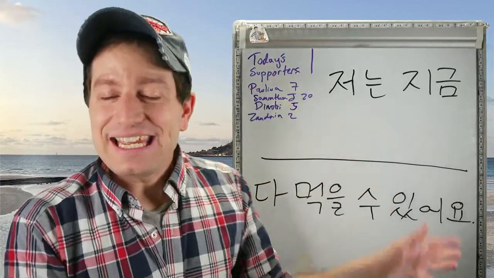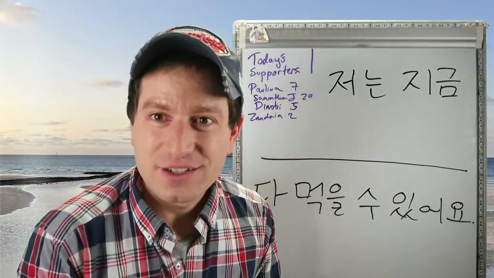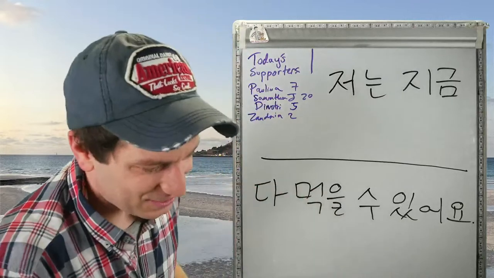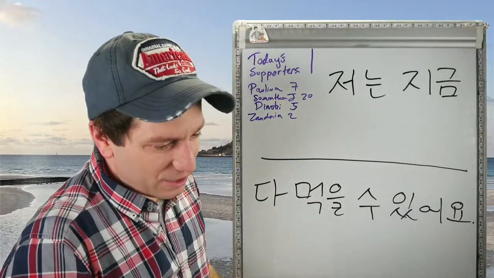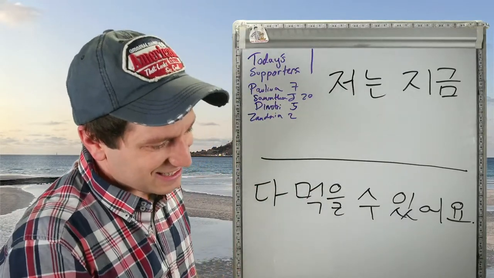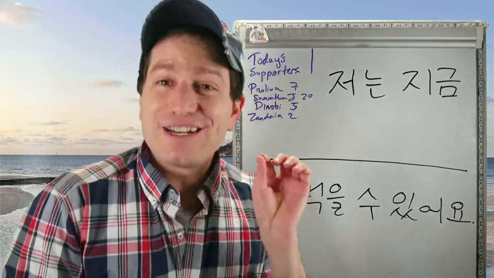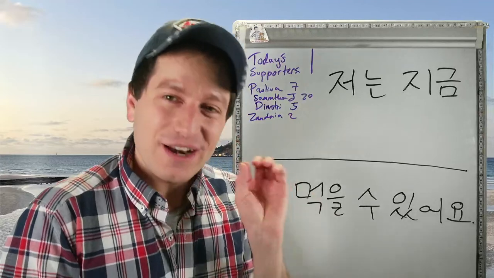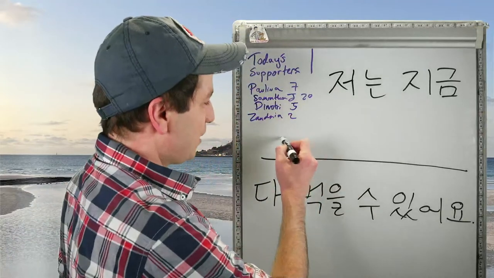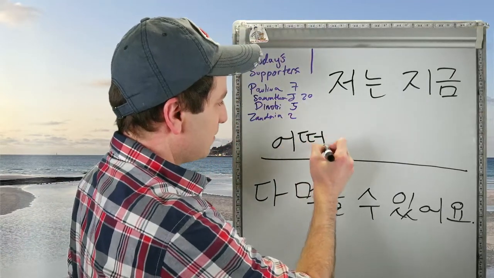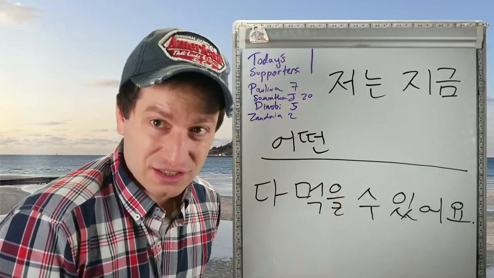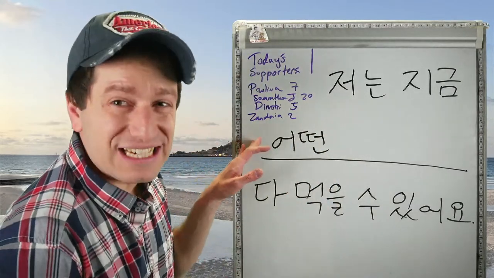So I can eat any or whatever food, whatever kind of food right now. And I might want to give you a word to help you with this. Okay. Whatever kind of food it is, whatever kind of food. So you're going to need to use this word. 어떤. 어떤 is what kind of.